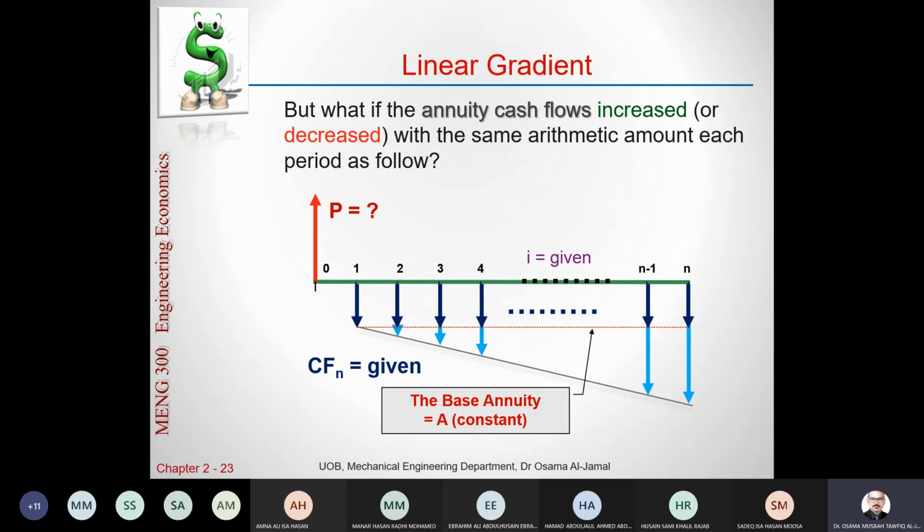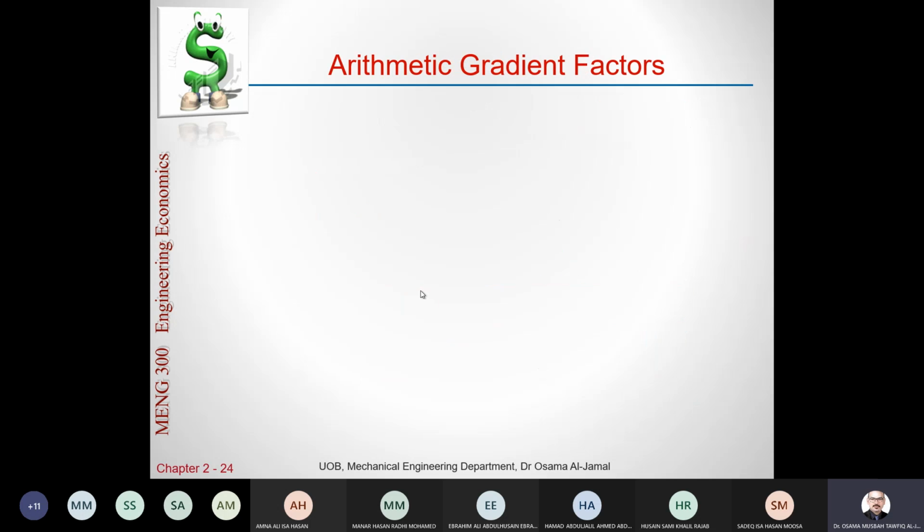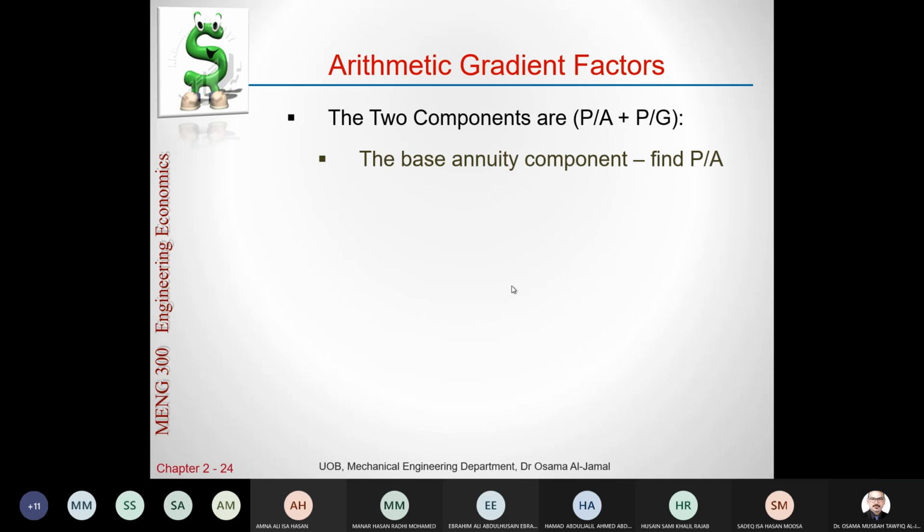Let's see them now, one by one. But at the beginning, let's just recall what we said earlier about the two calculations. Two components, P given A plus P given G. Always to have this when we have arithmetic gradient, increasing or decreasing. The base annuity component to find P given A is the first cash flow in that arithmetic gradient, at the value for this annuity.